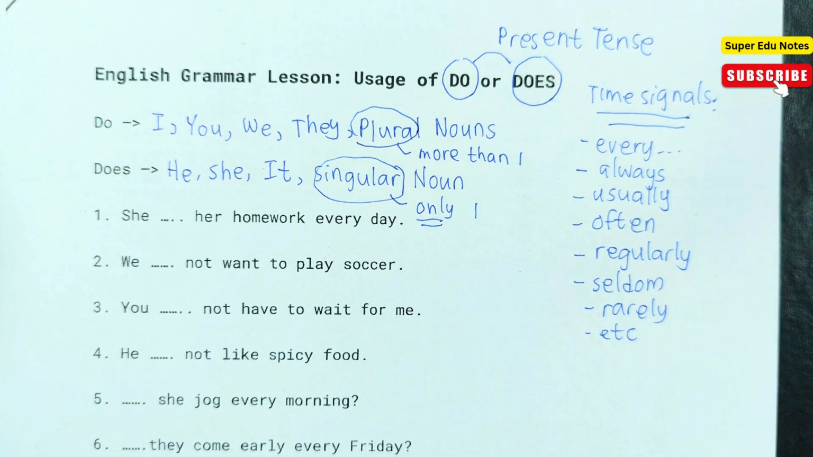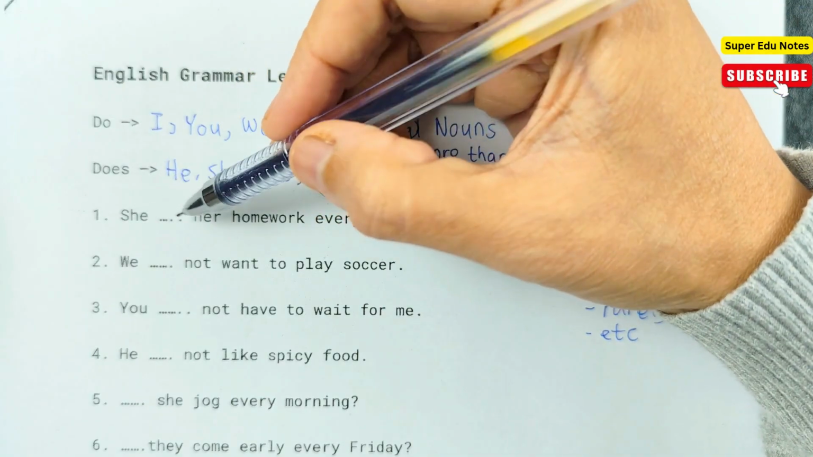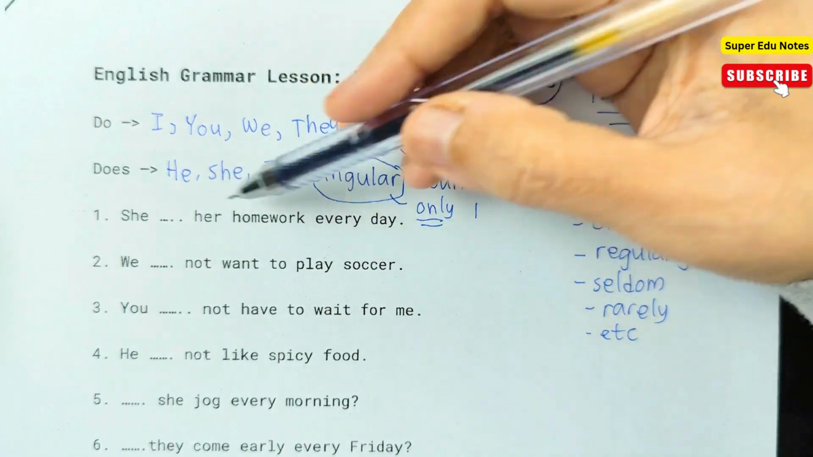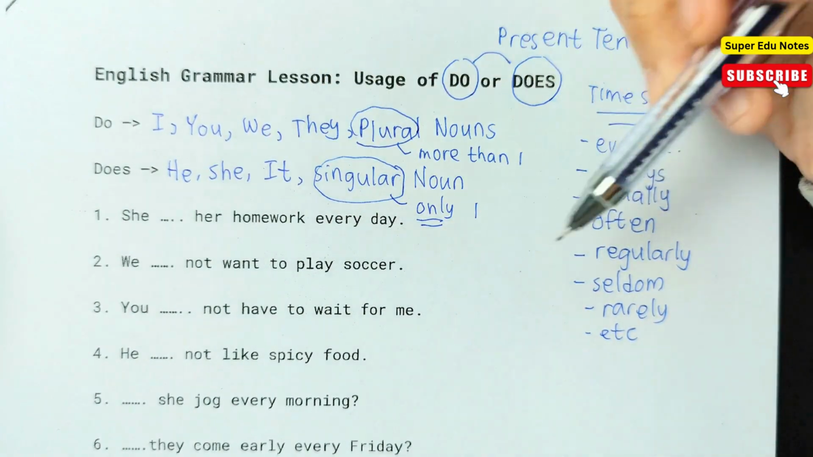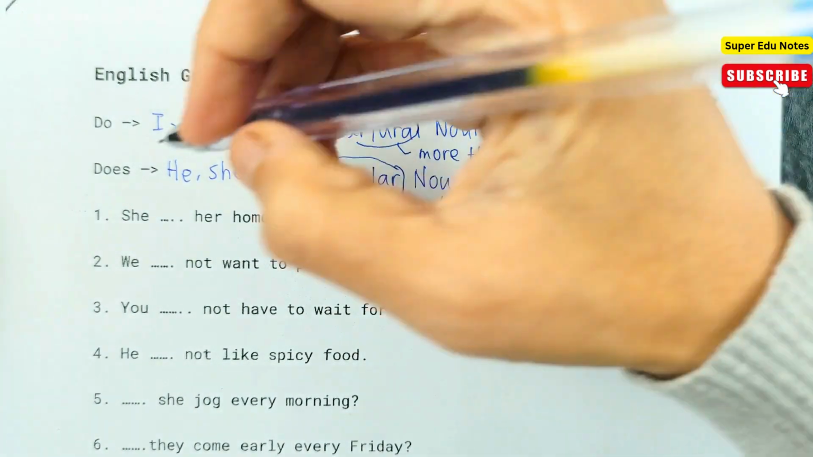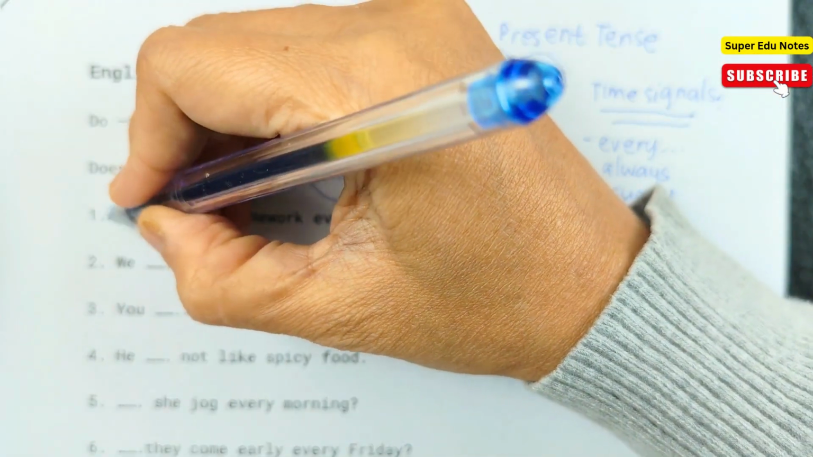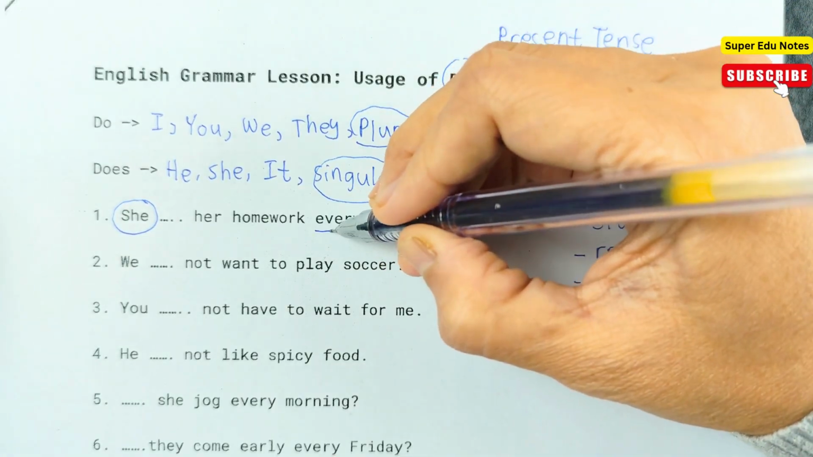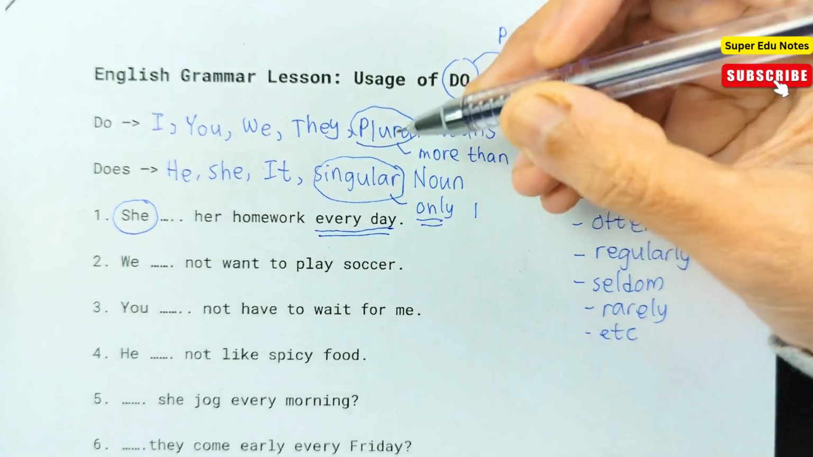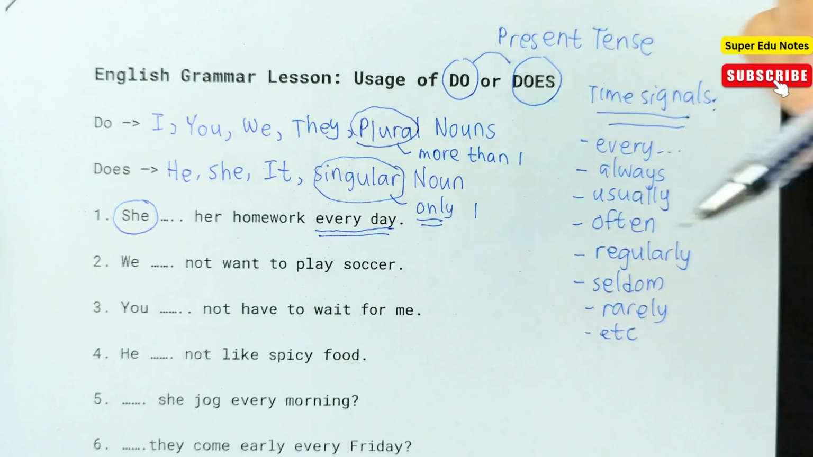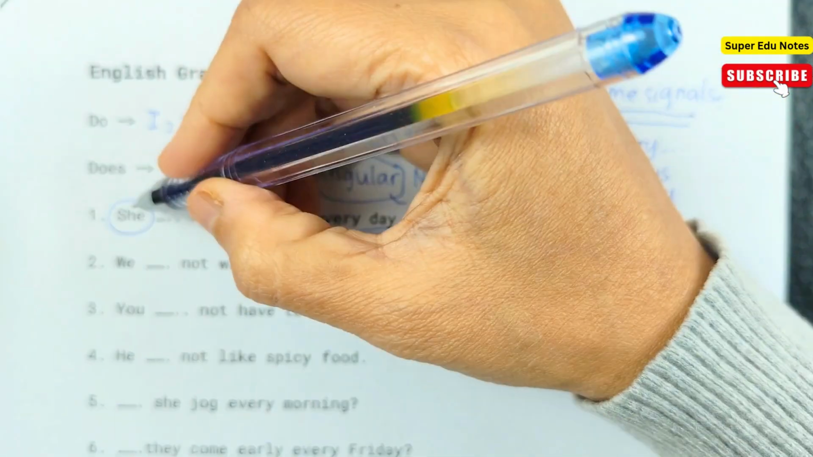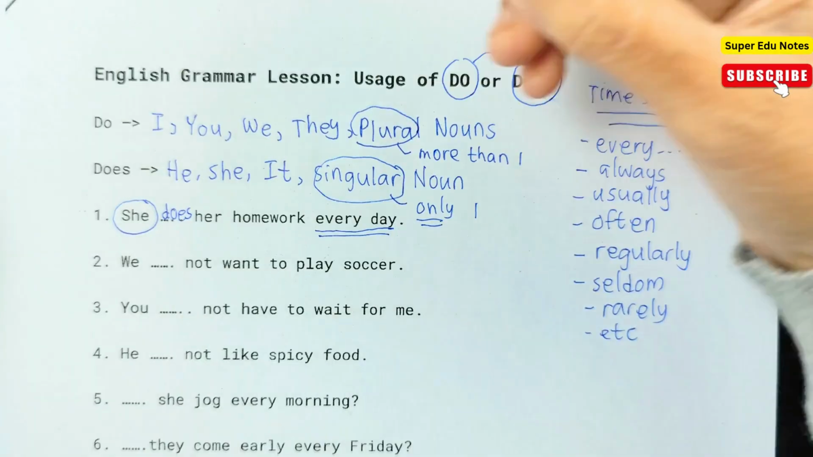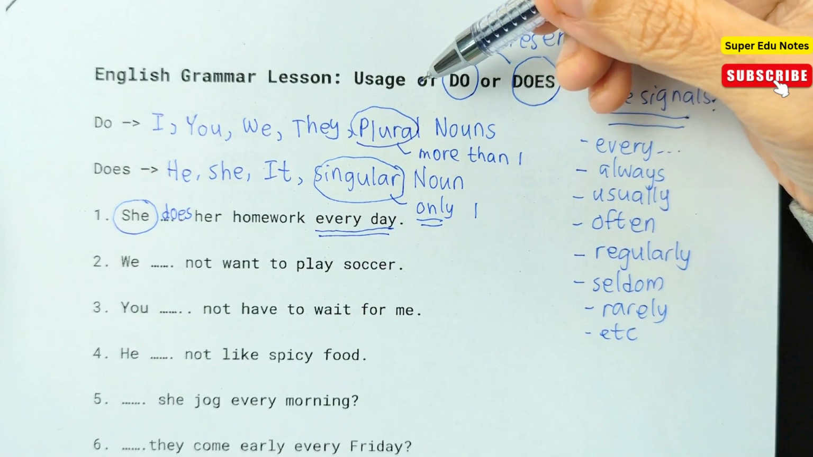Let's get started. Number 1, she blank her homework every day. In this kind of sentence, we have to find the subject first. What's the subject? She. And as you can see, there is a time signal, which is every day, that signifies this is in present tense. So she, we have to use does. She does her homework every day.